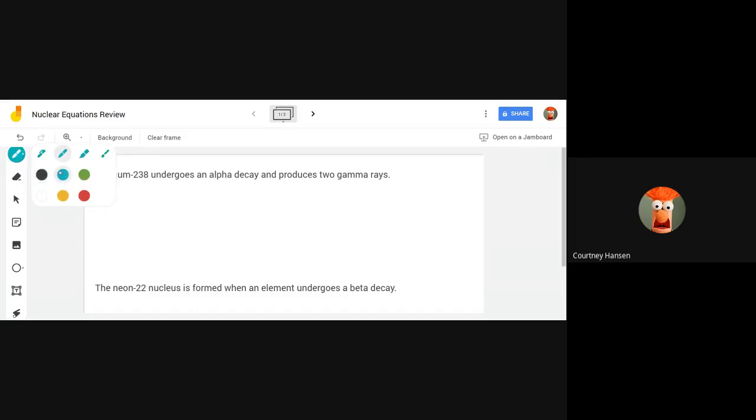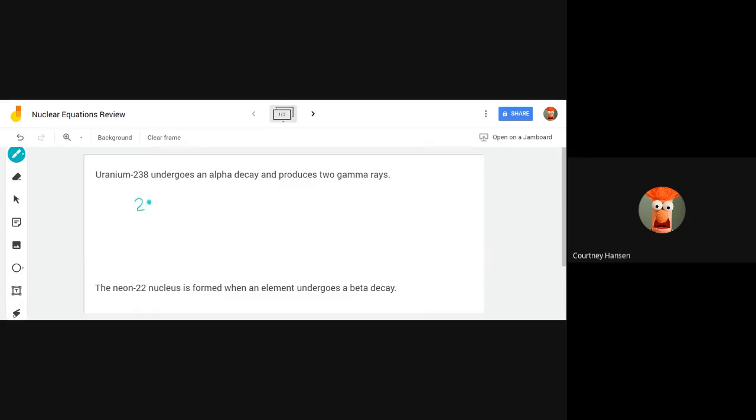Okay, we're starting off with uranium-238, which is undergoing alpha decay and produces 2 gamma rays. Now we know it has to produce something else because the law of conservation of mass must be applied in all chemical and nuclear reactions. So we're looking for actually 3 products to this equation. Let's go ahead and start.